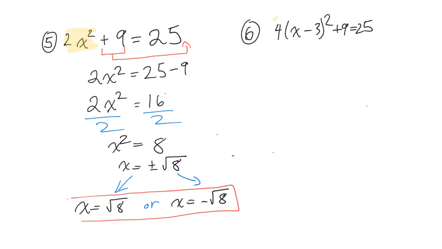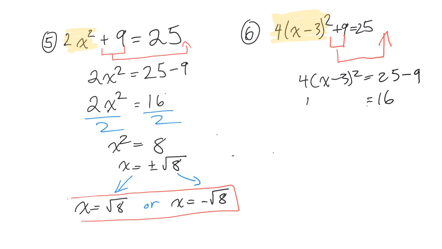So for this next problem, we have to identify the part that has the x squared term. So this entire complex where we have 4 times the quantity x minus 3 squared has to be by itself in order for us to successfully solve this. So what we're going to do right away is take the plus 9 that is here and move it over to the other side. So when we move it to the other side, we're left with 4 times x minus 3 squared is equal to 25 minus 9. Now, just like before, 25 minus 9 was 16.